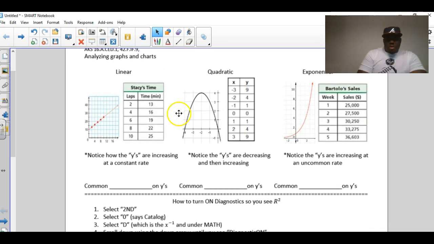This first example here is of a linear function. And this is broken down. We're talking about Stacy's time. But anyway, a linear function, guys, is a straight line. It's always straight.